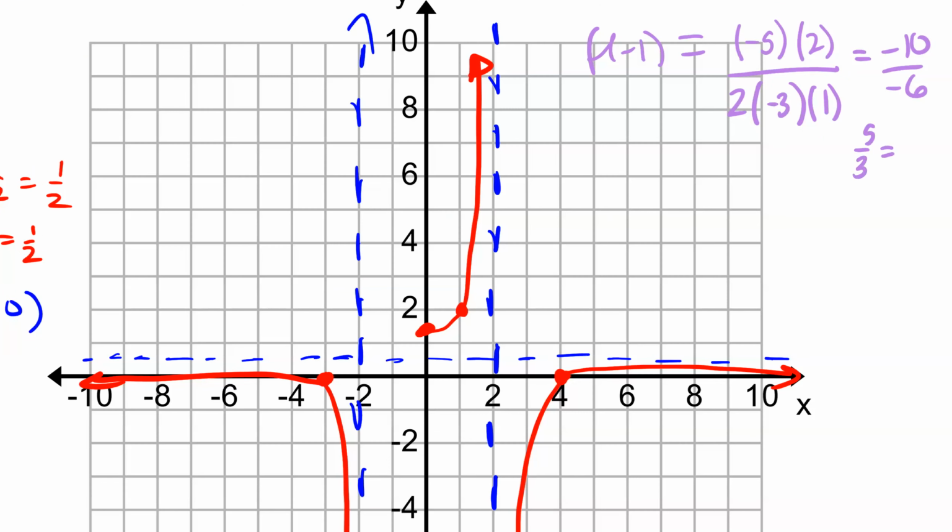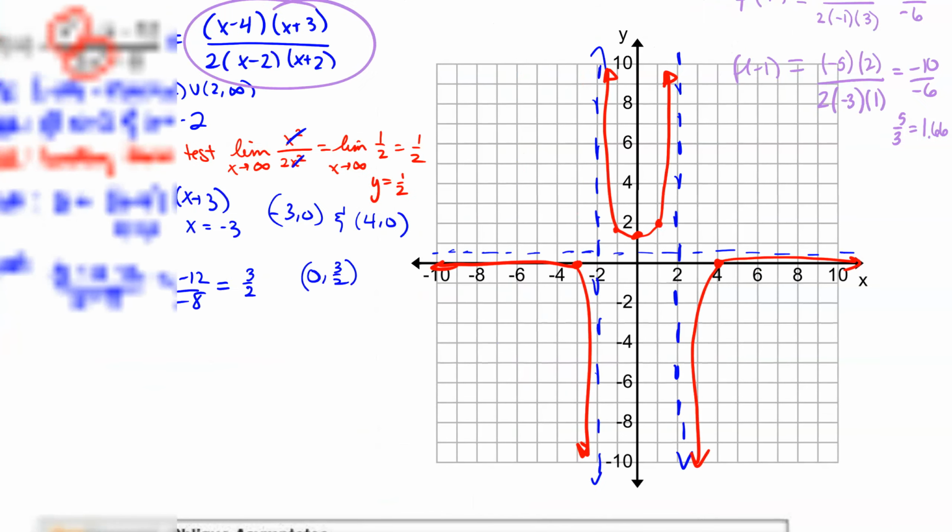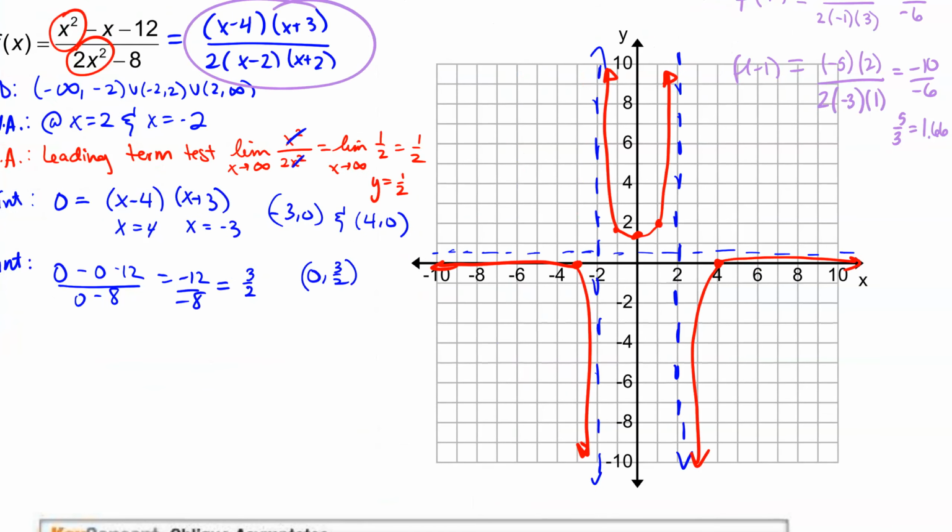Yeah, +5/3. What is this as a decimal roughly? It's like 1 2/3, 1.66. What is the y value for the y-intercept? 1.5. So 1.66, right? 5/3 is higher than 3/2. So it's going to be about right here. So I know it's coming up as well. Cool. Sweet.